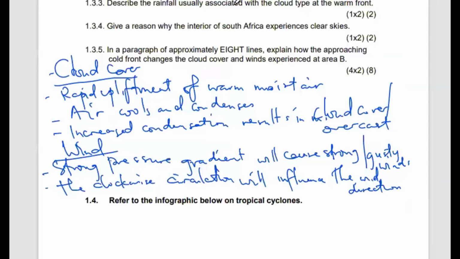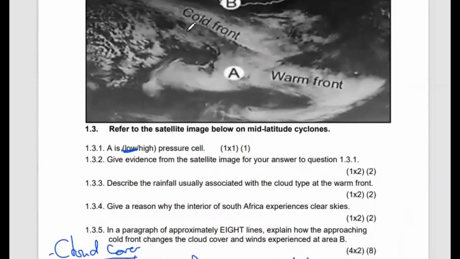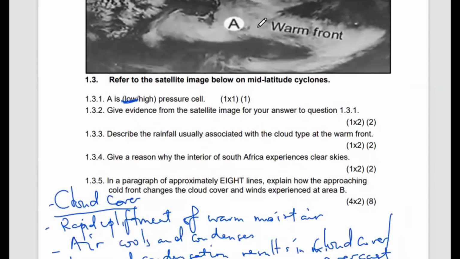Behind the cold front, there is a high pressure, and there will be lower pressure over the interior. So because of that pressure gradient, the approaching cold front is going to cause strong winds. There is a very strong difference in pressure behind the cold front and ahead of the cold front, implying that the winds will be strong and will be gusty.